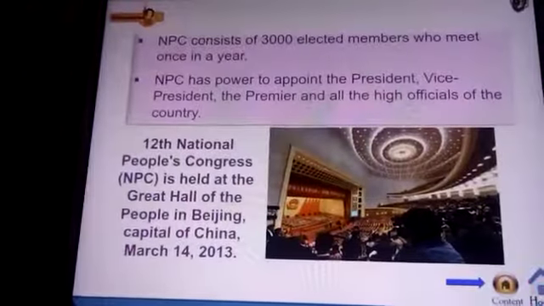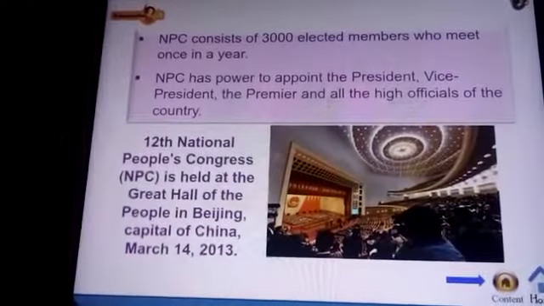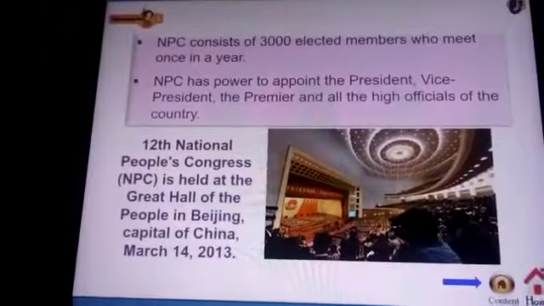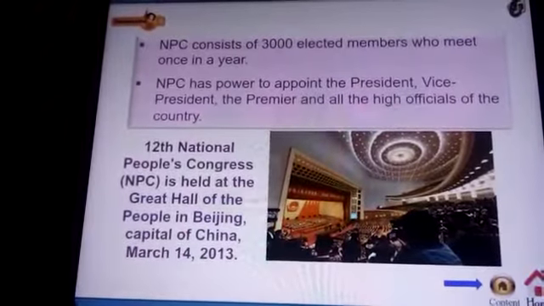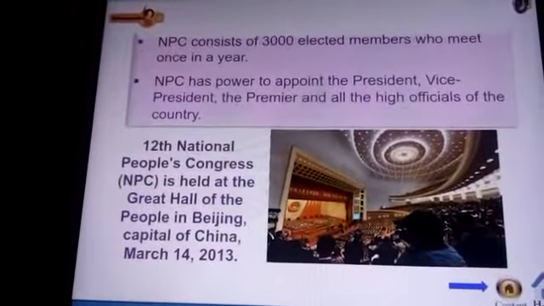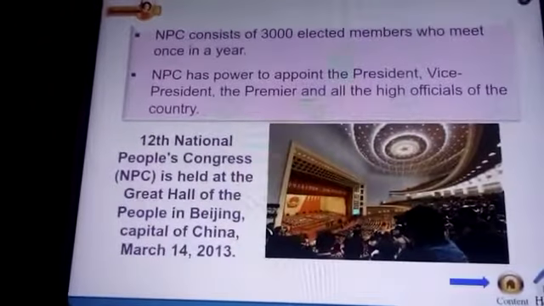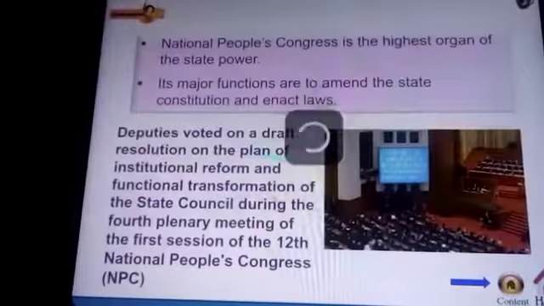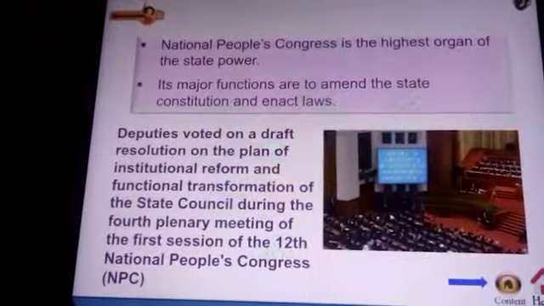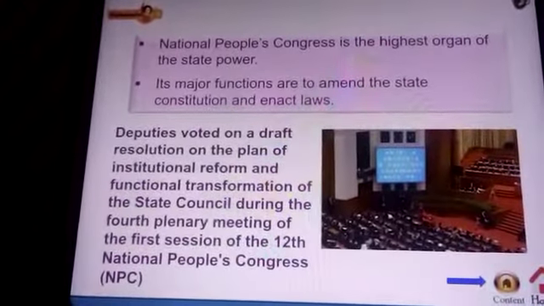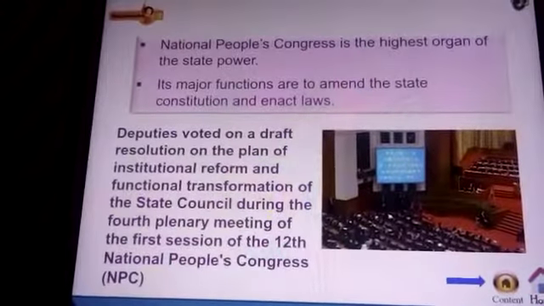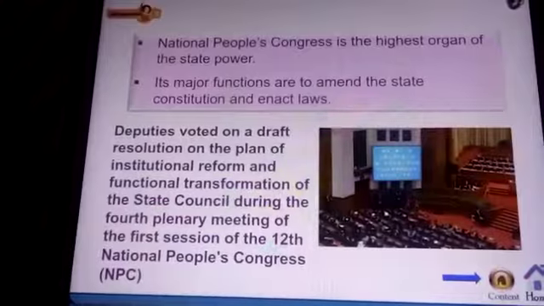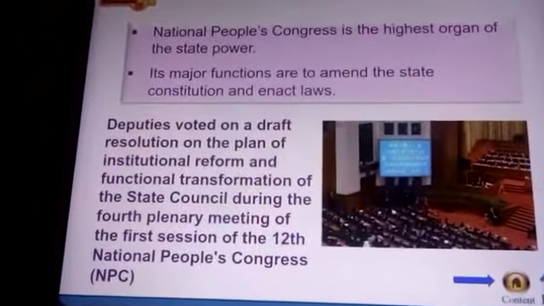Thus, the NPC consists of about 3,000 elected members who meet once a year. It has the power to appoint the president, vice president, the premier, and all the high officials of the country. The National People's Congress is the highest organ of state power in China. Its major functions are to amend the state constitution and enact laws for the country.